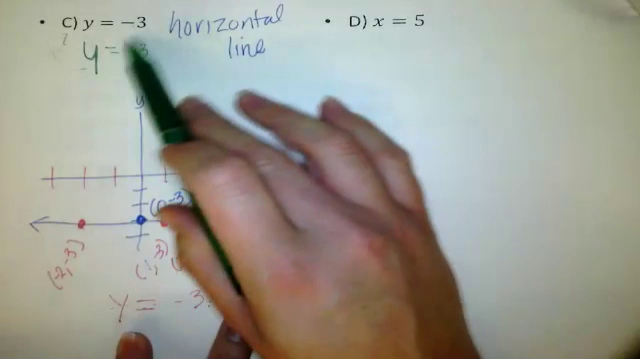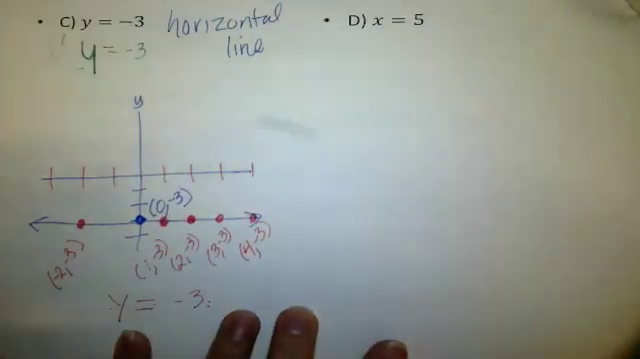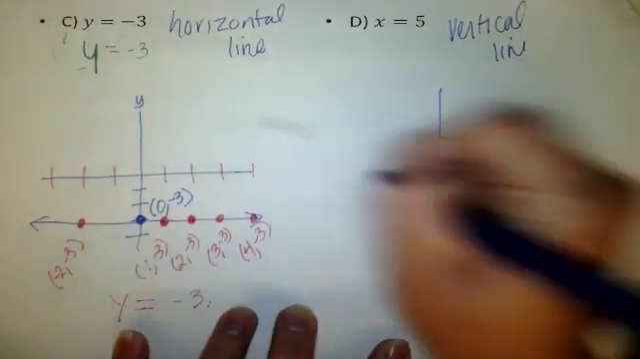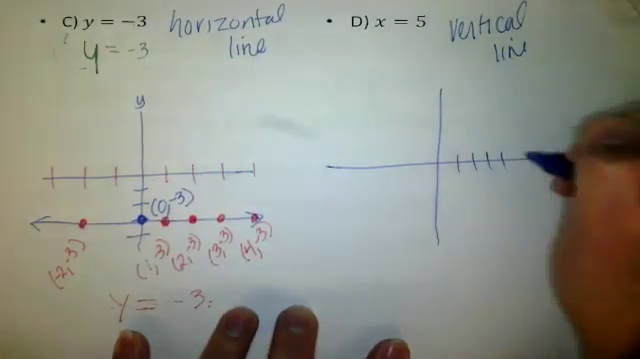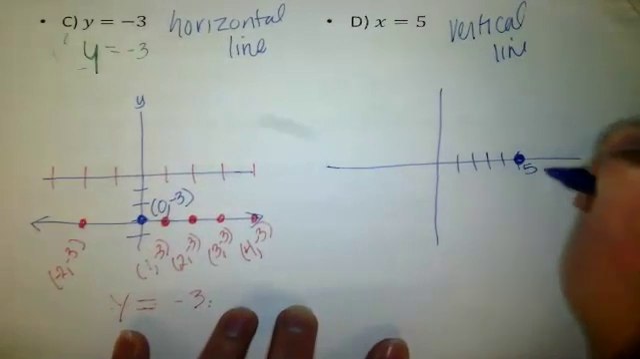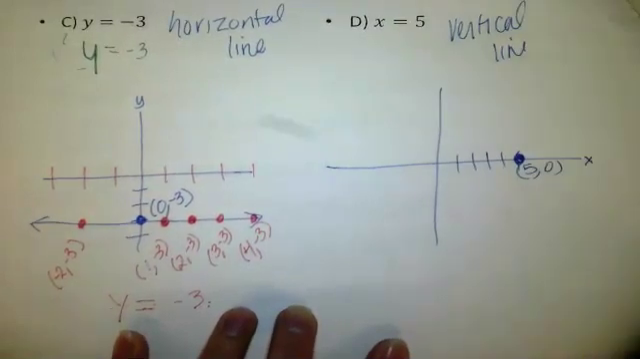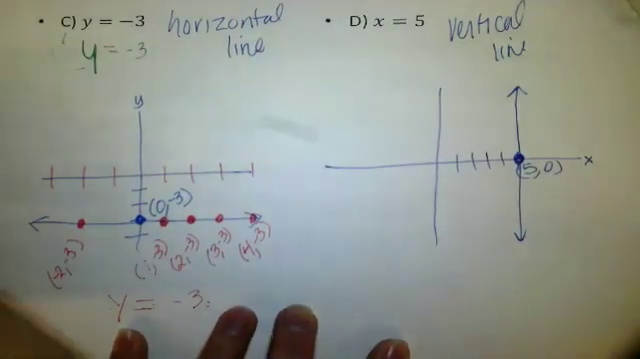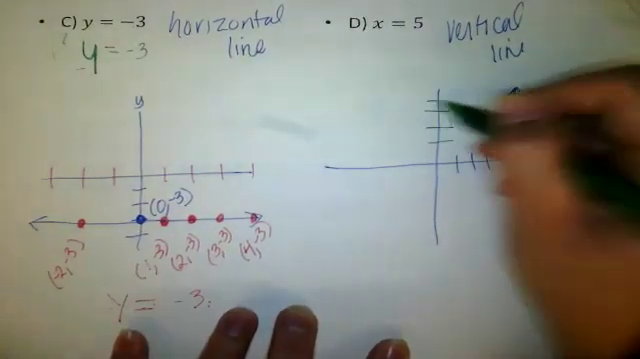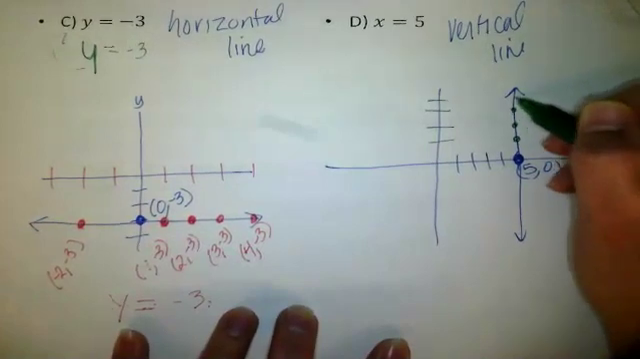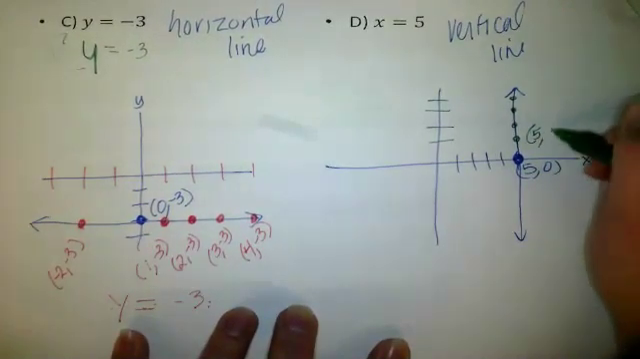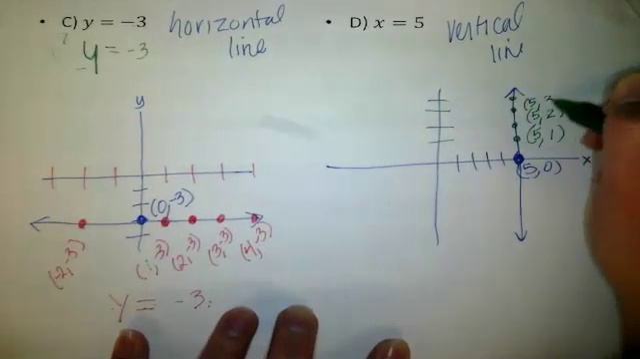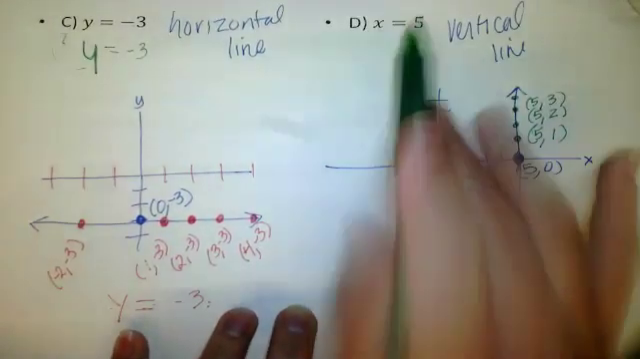If this is a horizontal line, what's x equals a number? A vertical line. For the same reasoning, I can go 1, 2, 3, 4, 5 on the x-axis, label my point, and draw a vertical line through it. And again, just like over here, every point on this line is going to have what in common? The x is 5. Every single time the x value is 5.